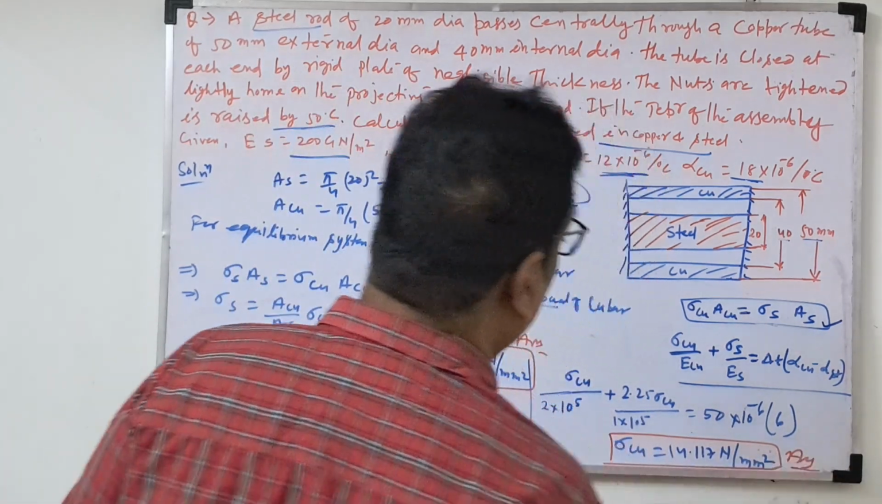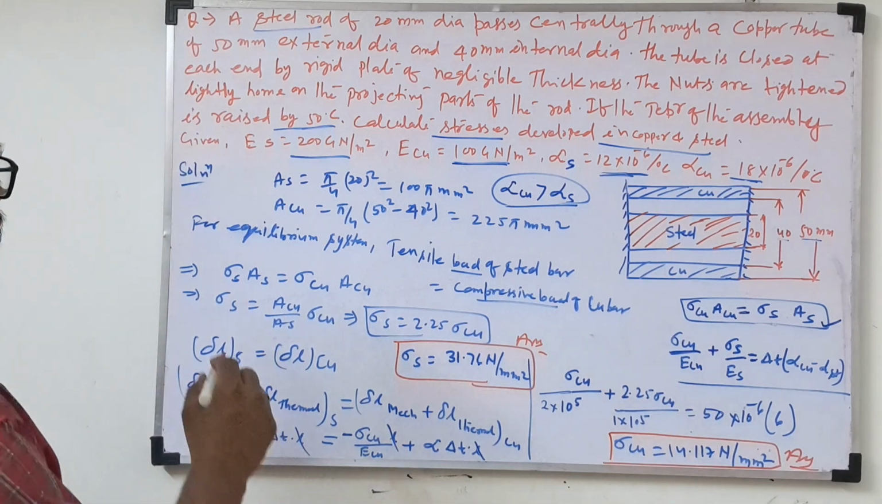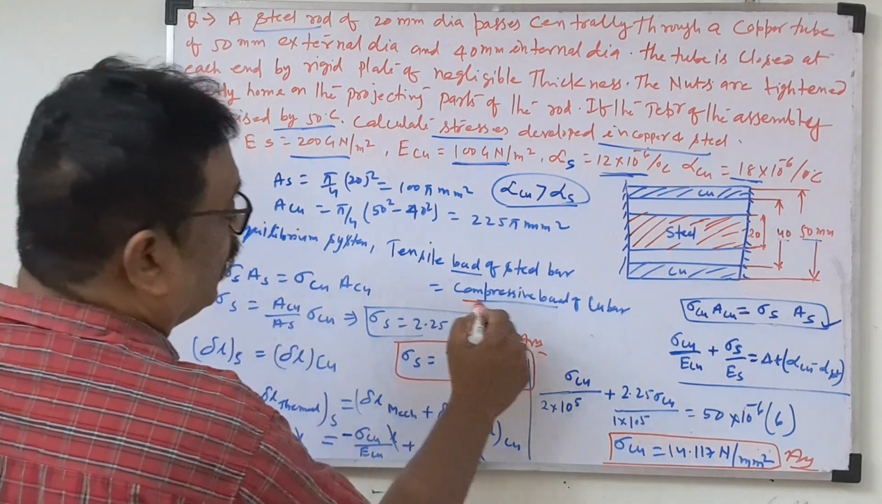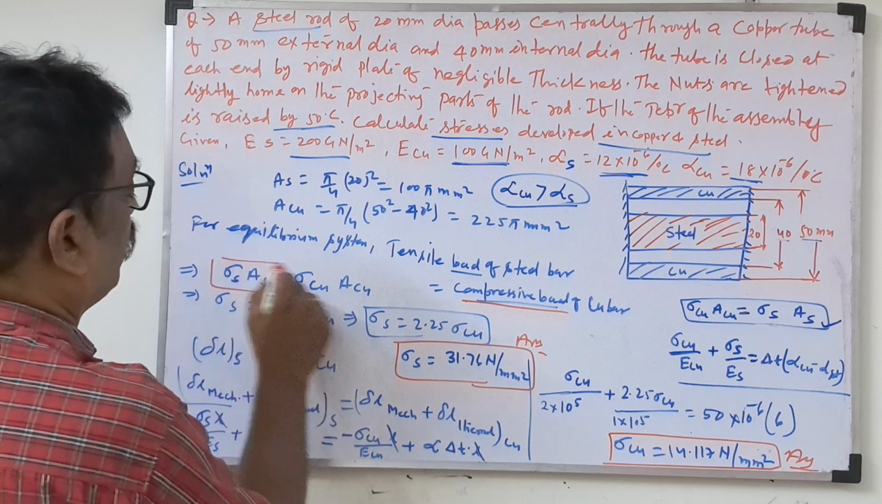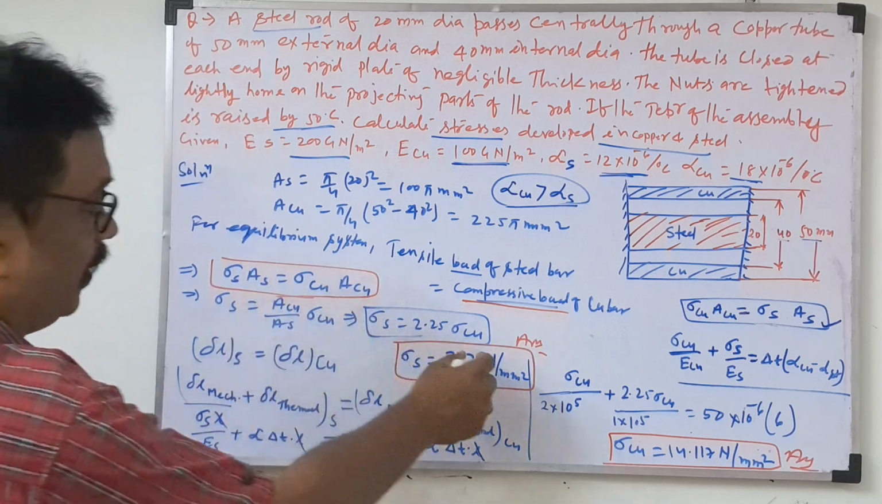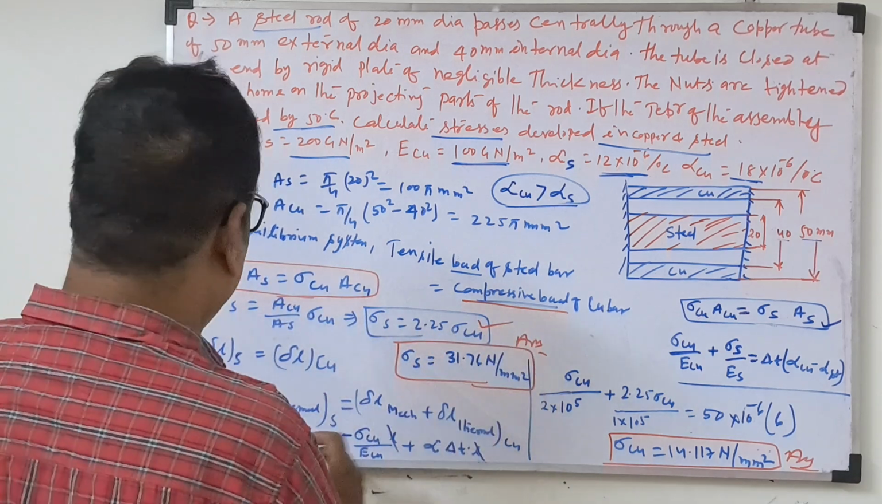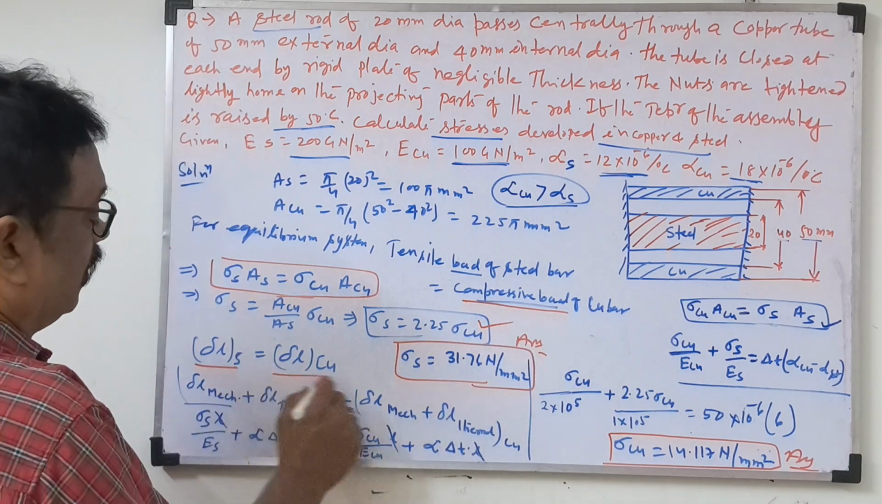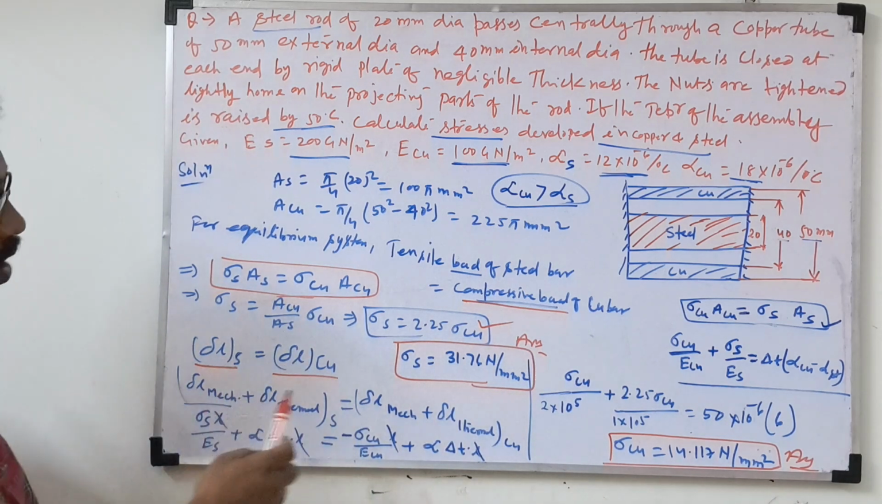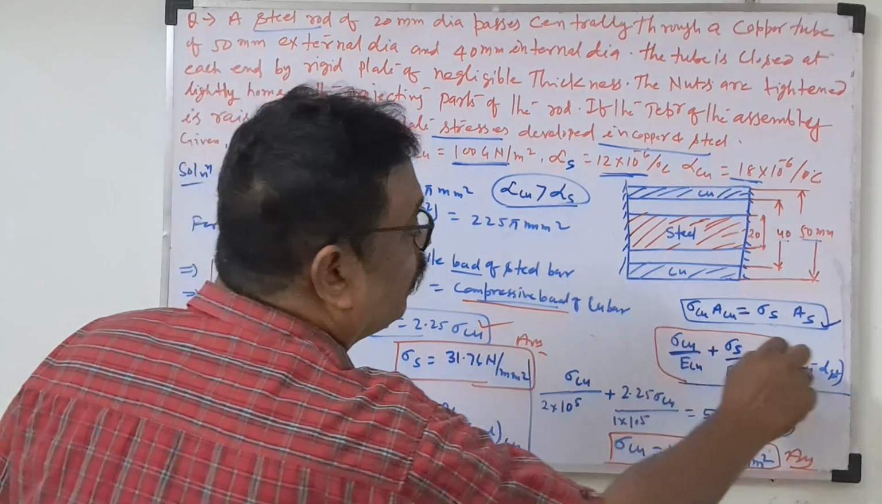So here what is your work? What will the main things be? Tensile load will be equal to the compressive load. So this is the formula. Now substitute all the values, get the relation. Now elongation of the steel will be equal to elongation of the copper. So how did we get this formula?